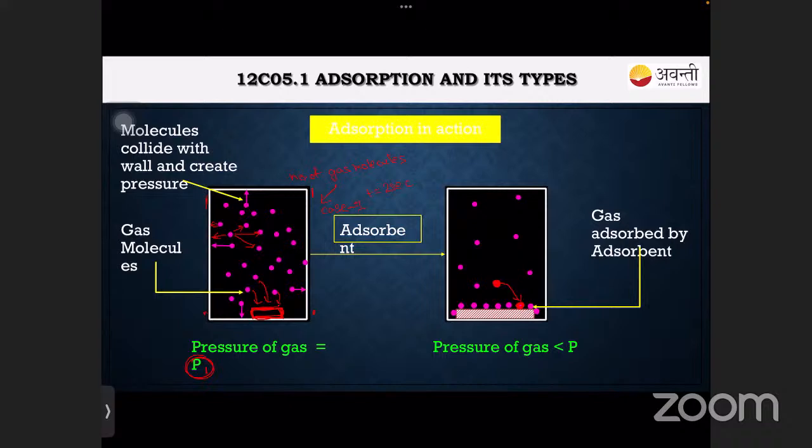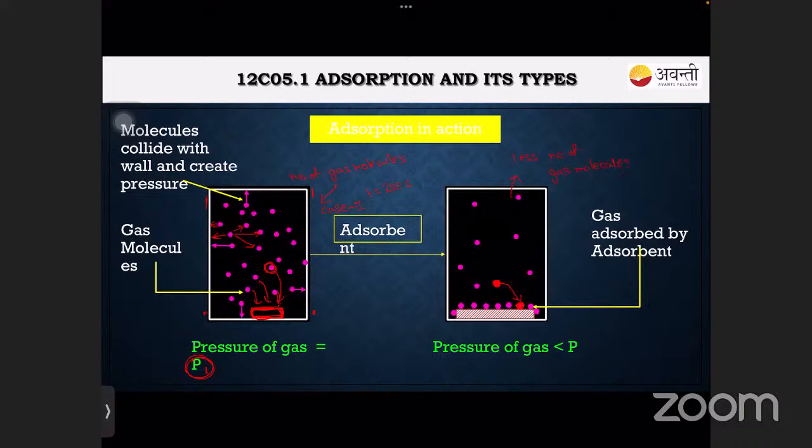In the same way, as time goes on, the number of gas molecules adsorbed on the adsorbent increases. The number of gas molecules adsorbed on the surface are increasing, right? So that means the gas molecules in the container are decreasing. See here, less number of gas molecules.